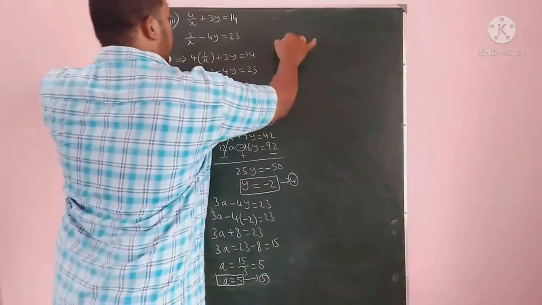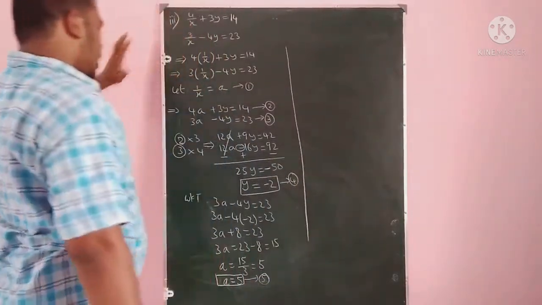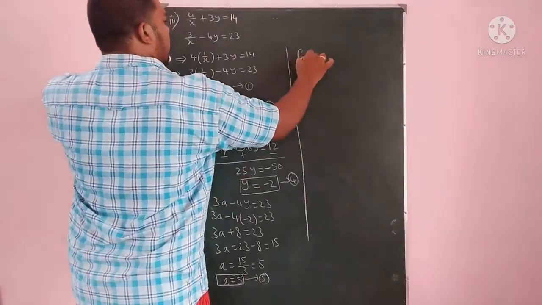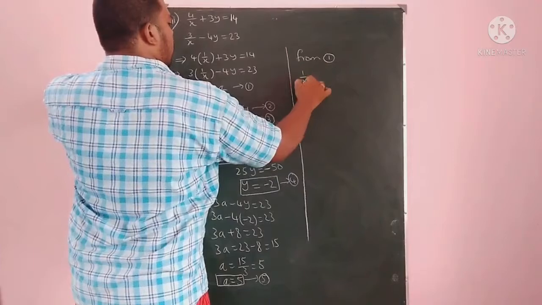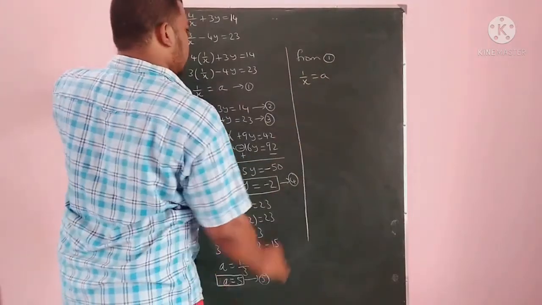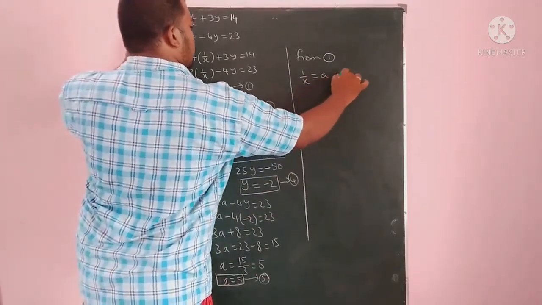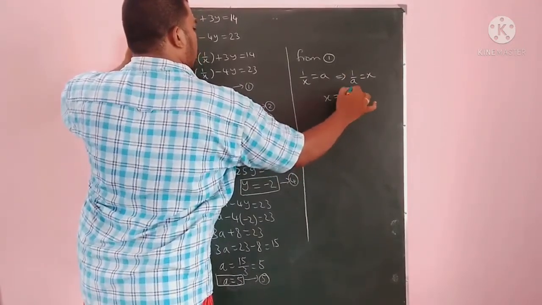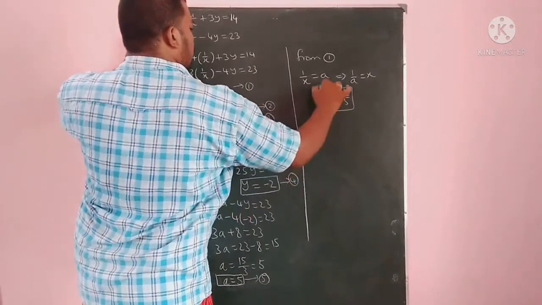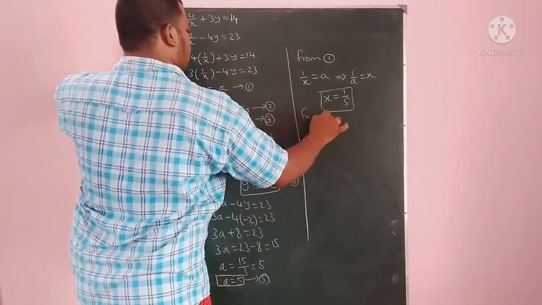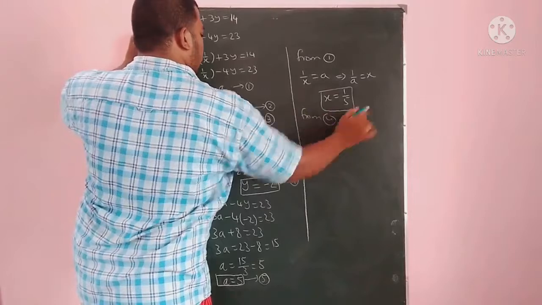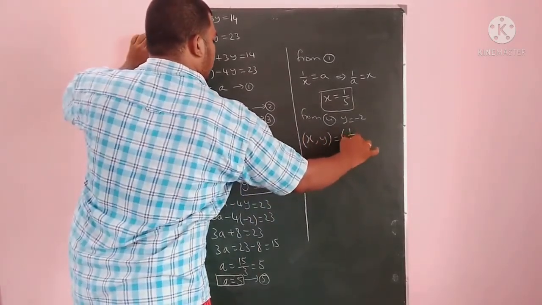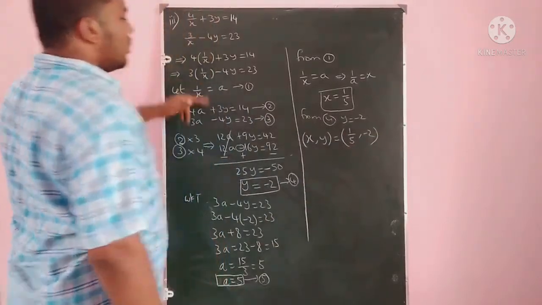Now, we have already discussed many times, we need to find out the x and y values. From 1, we can write 1 by x is equal to a. That means 1 by a is equal to x. So x is equal to 1 by 5. And from 4 we already got y is equal to minus 2. So x comma y is equal to 1 by 5 comma minus 2. This is the solution.